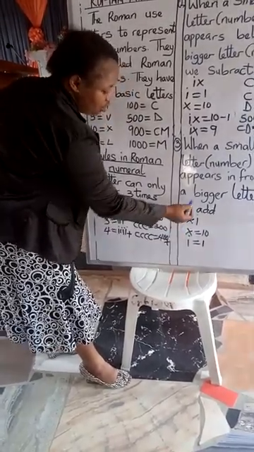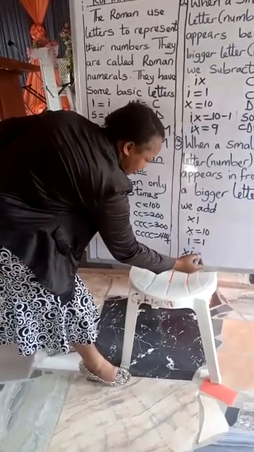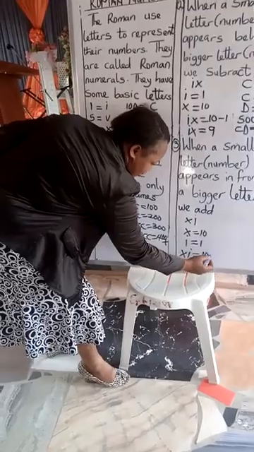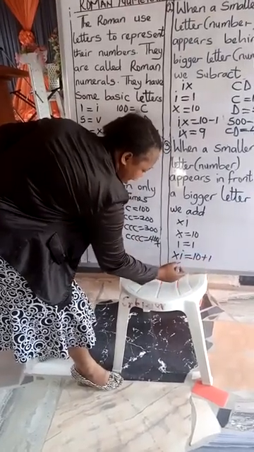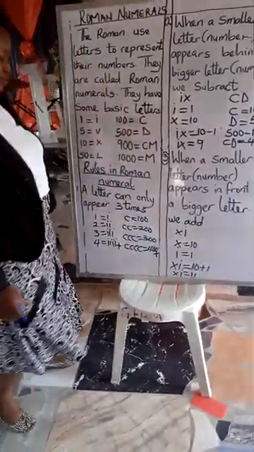So what you do, the rule says you have to add. So XI is equal to 10 plus 1. So XI is equal to 11.